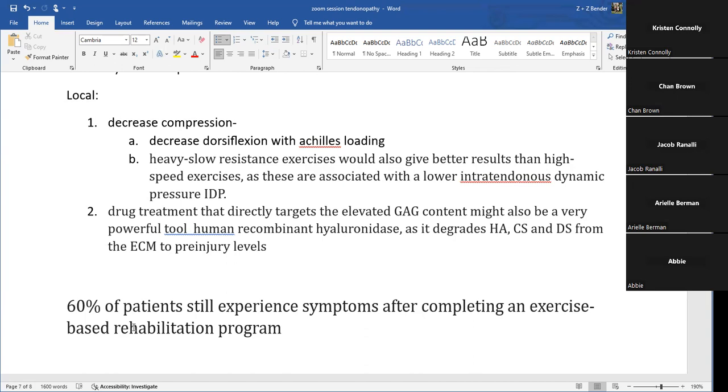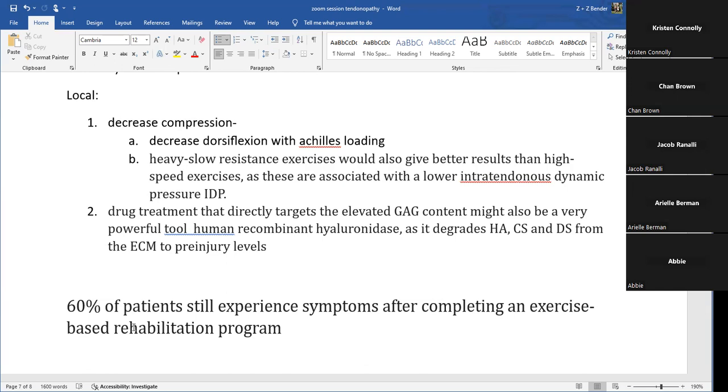Heavy, slow resistance also gives better results than high speed exercises. The reasons we talked about: heavy, slow resistance gives the tendon time to react. It doesn't increase the intratendinous pressure or the tensile forces rapidly. So early progressions, slow resistance, better result than high speed exercises initially. And that's because of the associated lower intratendinous dynamic pressures that occur with slow, heavy resistance versus dynamic plyometrics.